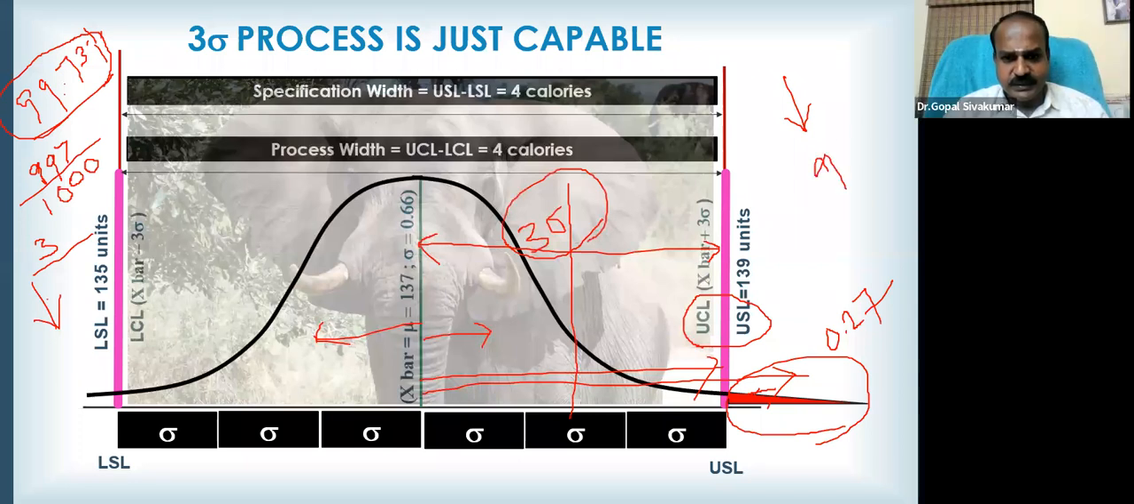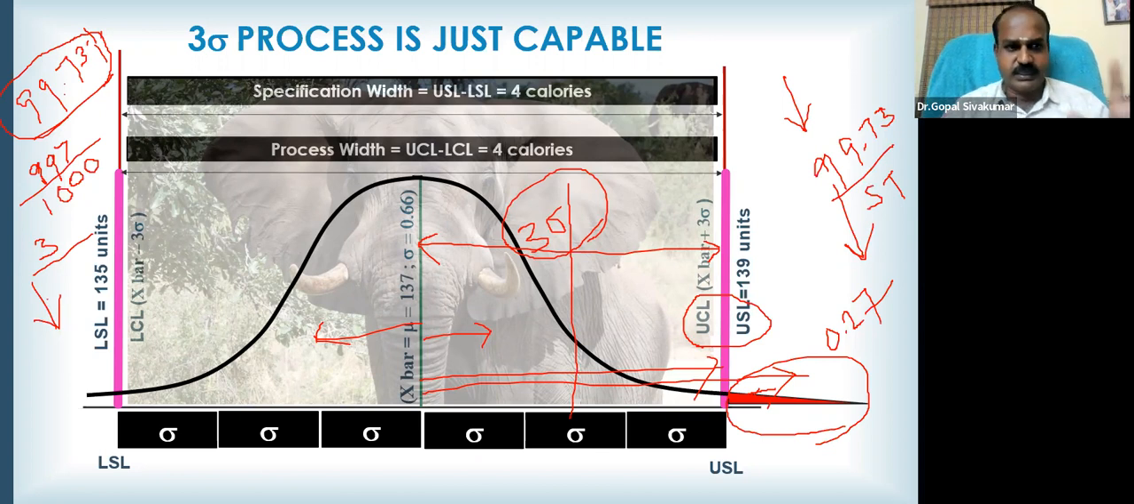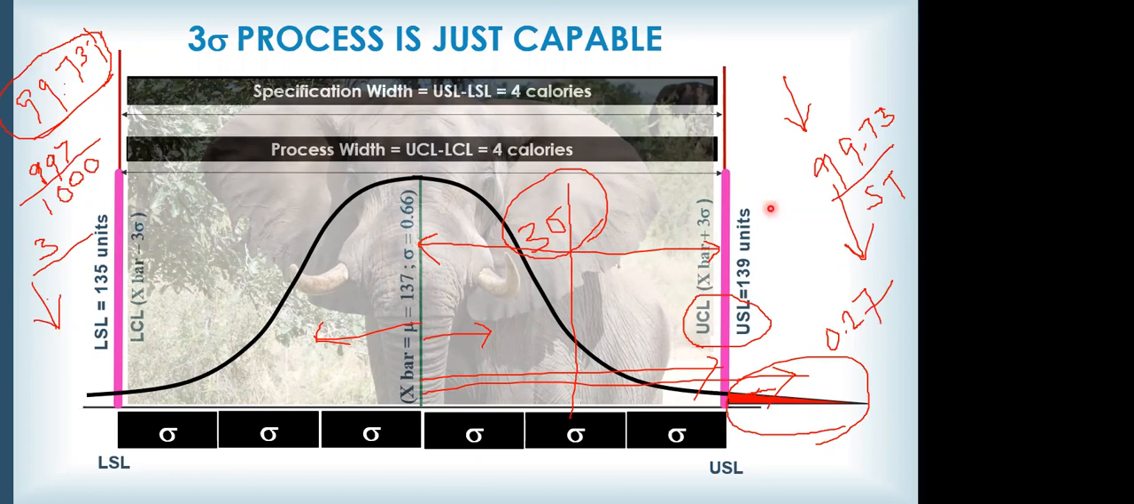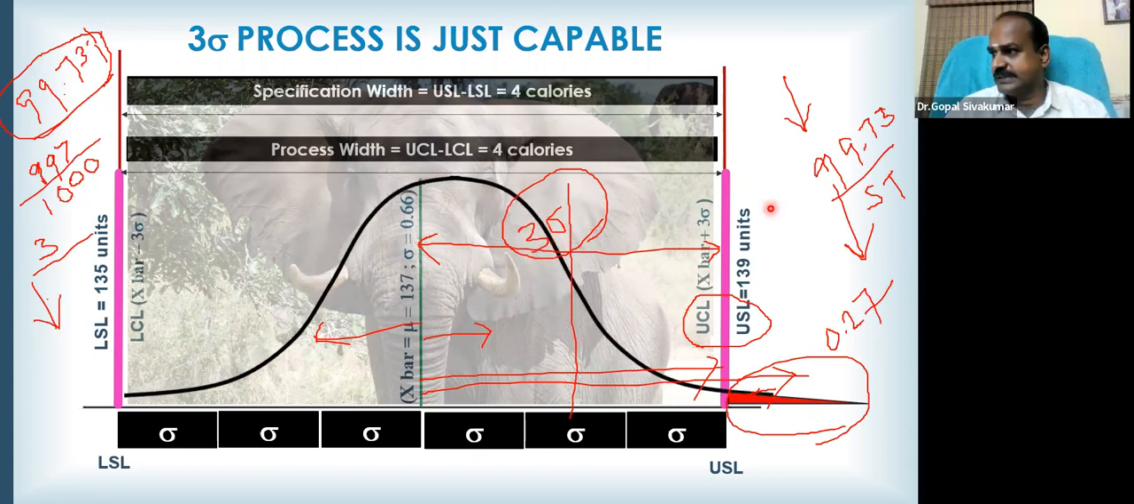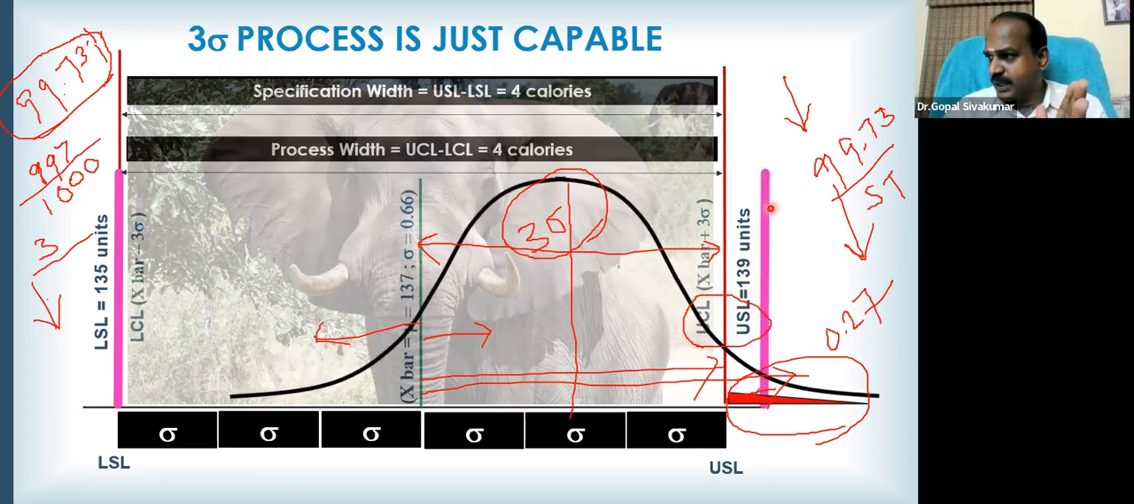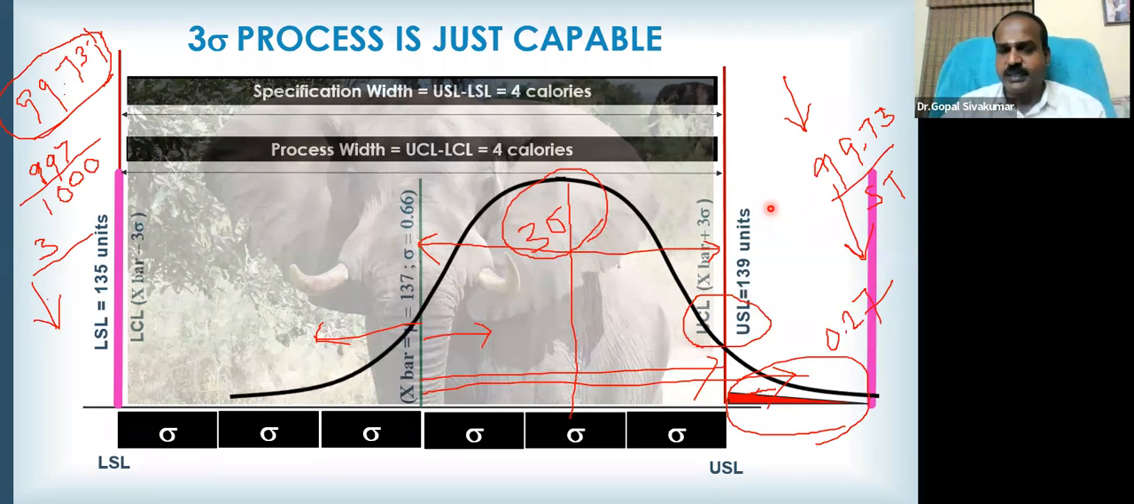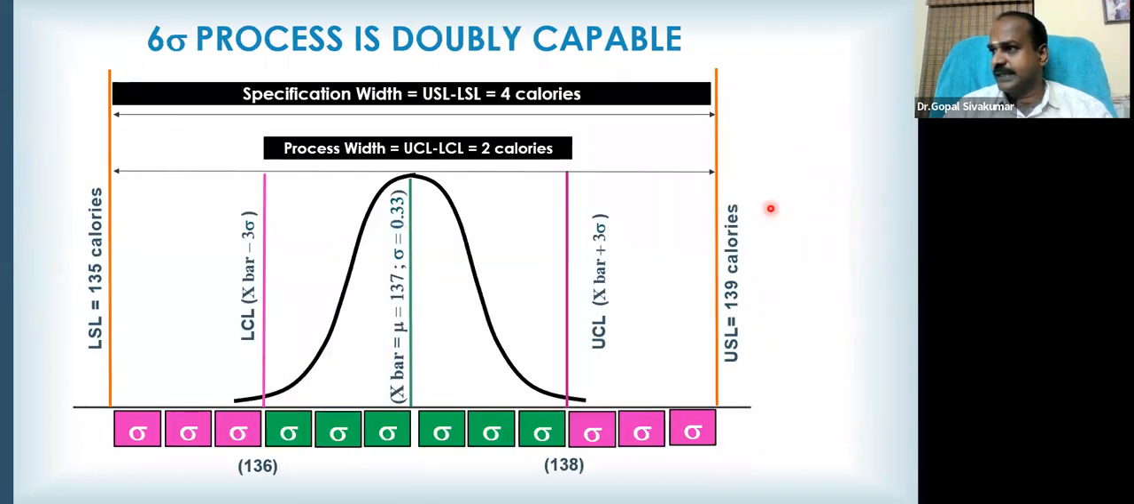A 3 sigma process means the yield is 99.73. That means the success rate is 99.73. However, this 99.73 success rate is applicable only for the short term. In the long term, the 99.73 will fall down. Is that clear to all of you? Yes, sir. Right? So this is a 3 sigma process. Why is the capability going down? If the control limit deteriorates or the process center deteriorates, both can lead to problems. Right? So that is why we are looking at higher capability.